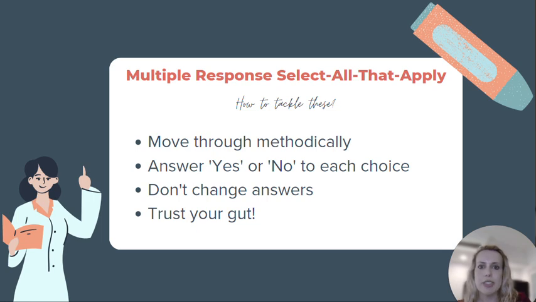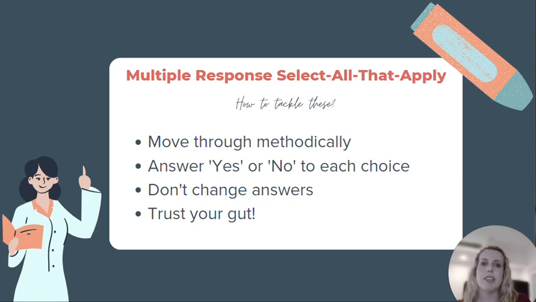So my best advice is to go methodically through the question, look at each answer choice separately without the others, and determine if it fits the question. Answer yes or no to each answer choice. So in this question, we would move from answer to answer, checking if it would be appropriate for a child or an adolescent client, and if not, eliminating it as an answer choice.